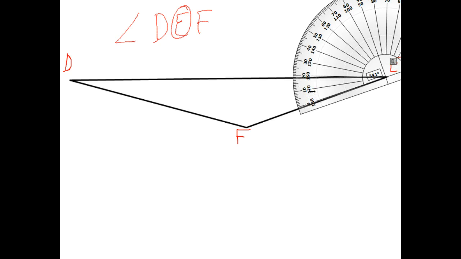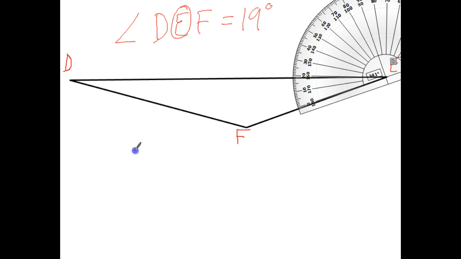And then I'm going to take a look at it. Angle D, E, F. So it's this little angle right here. It's definitely an acute. So I want the small numbers. It's somewhere between 10 and 20, and it looks like it's one less than 20. So this would be 19 degrees.